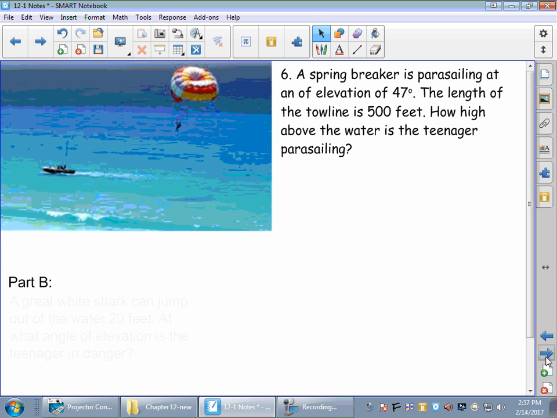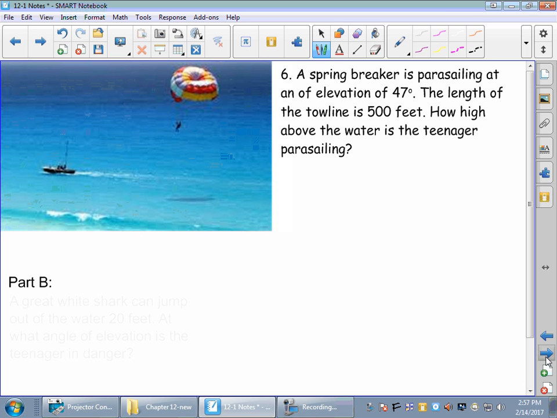All right, last problem. I'm not going to go through this problem, I'm just going to set it up. It's a word problem. A spring breaker is parasailing at an elevation of 47 degrees. The length of the tow line is 500 feet. How high above the water is the teenager parasailing? So if you have this right triangle formed here, there's my right triangle. It's parasailing at an elevation of 47 degrees. Elevation means up. This is a 47-degree angle.